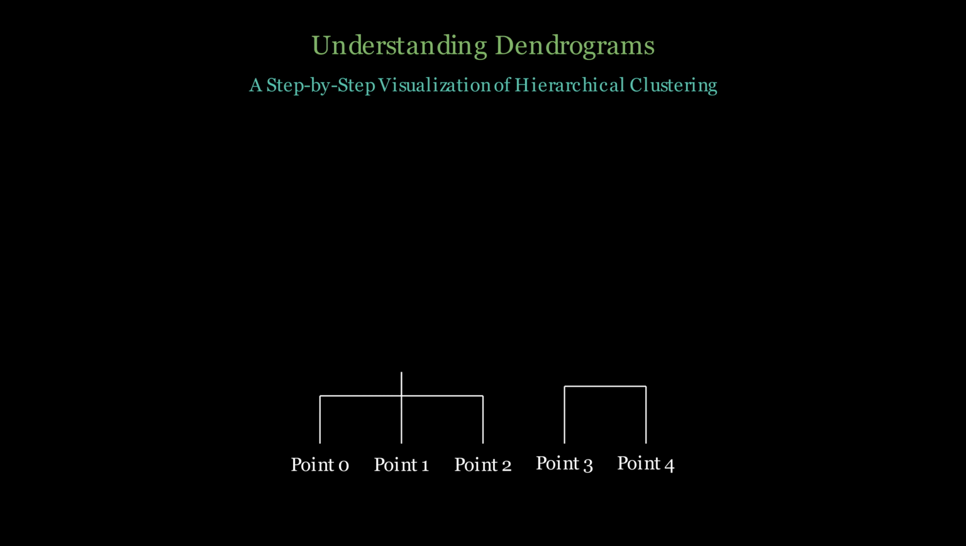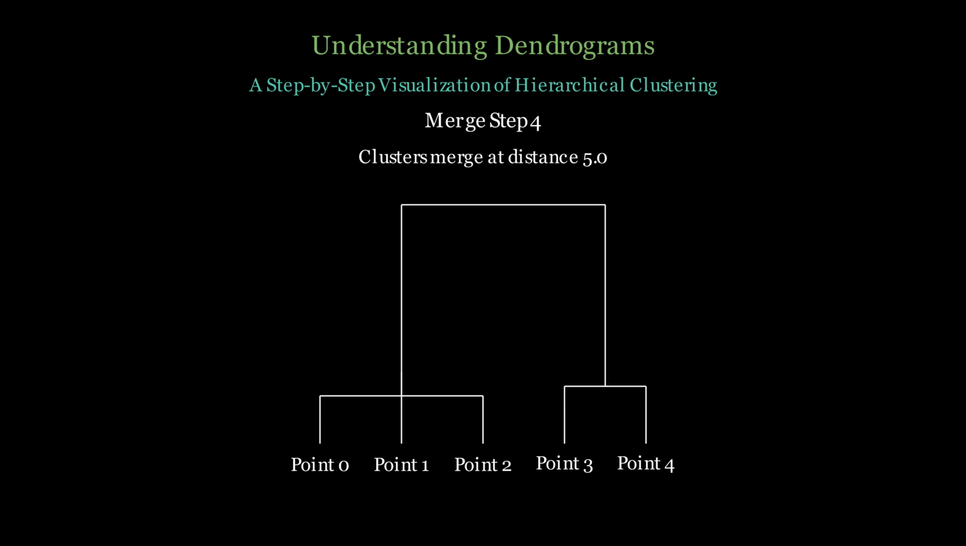The vertical lines show the distance between clusters, which was 1.2 in this case. The height where clusters connect represents their similarity. Lower connections mean more similar clusters. Step 4. Finally, the algorithm merges our two main clusters at a much larger distance.